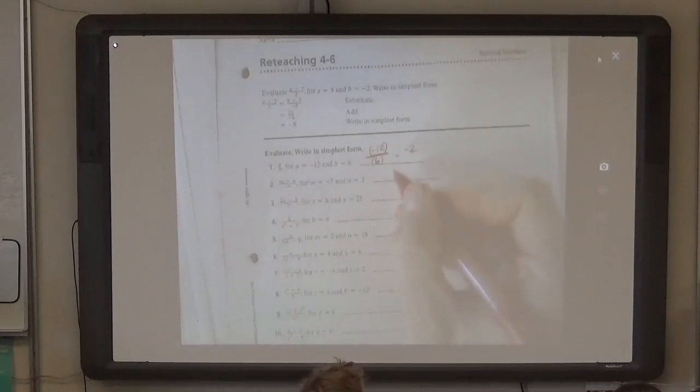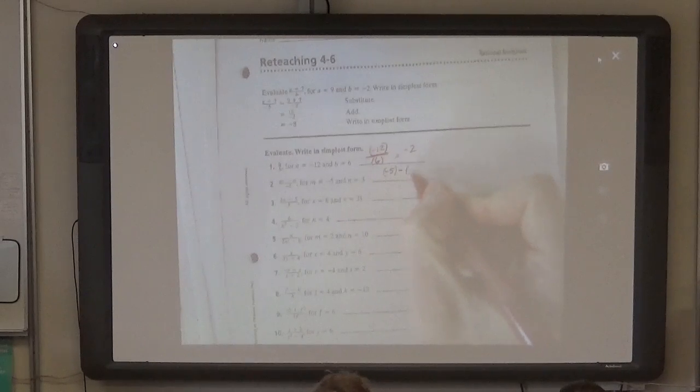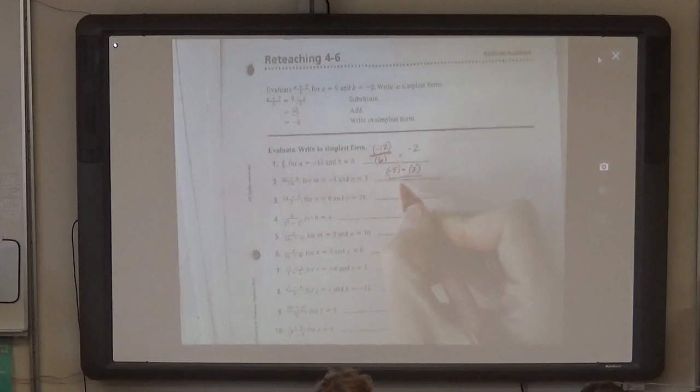Number 2, put in negative 5 for m. So negative 5 in parentheses, minus, and 3 for n, over negative 4.